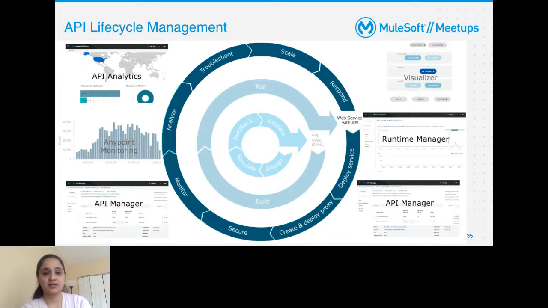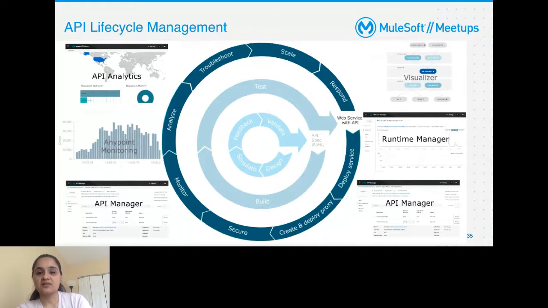There are various products, like we already discussed Anypoint Designer, Anypoint Exchange, where you can publish the APIs, and Anypoint Management, where you can deploy the APIs. API analytics is for analyzing and troubleshooting the APIs. Anypoint Monitoring is also a product where you can monitor the behavior of the APIs. Recently, Anypoint Visualizer, where you can visualize the APIs in different layers.